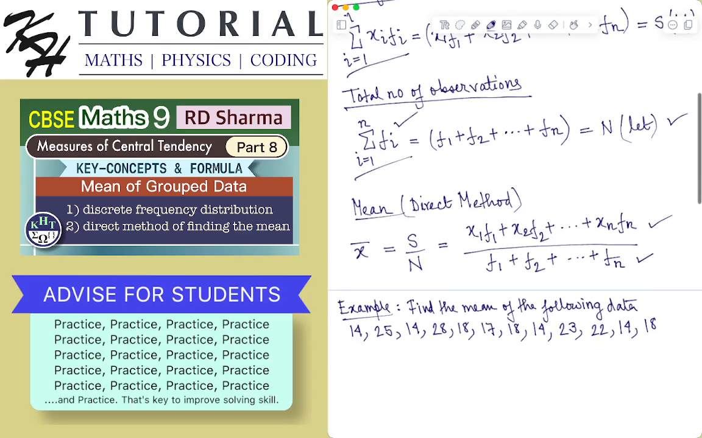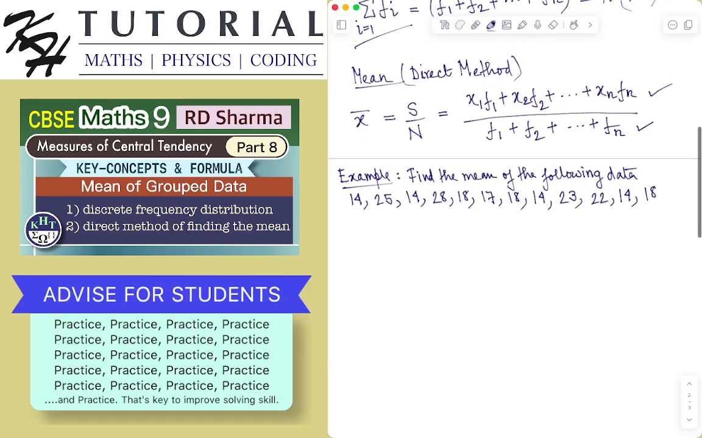Now let's quickly try to solve a very simple problem. We are given a raw data and we are asked to find the mean. Since in this raw data the number of observations is very few, you can easily sum all the individual values and divide the sum by the total number of observations, and you will get the mean. But sometimes you will be asked to create the discrete frequency distribution, and from there, applying this formula, you have to find the mean.